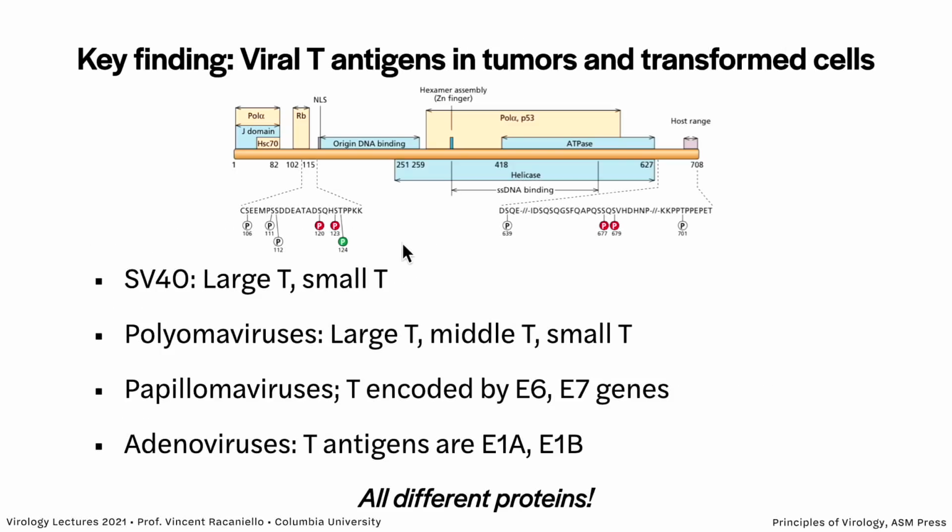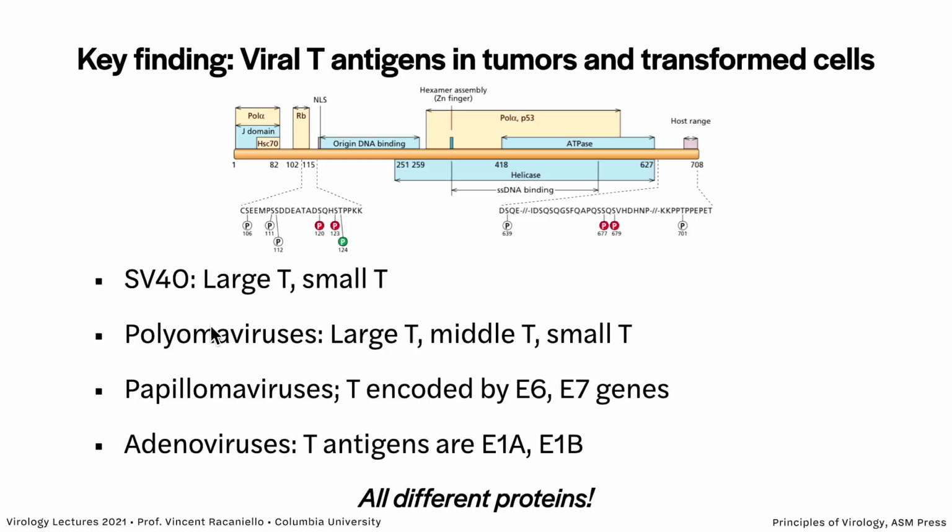A key finding was the presence of T antigens, both in tumors and in transformed cells. This is now why you learn why they're called T antigens. We've talked about SV40 T antigen, right? It was first called T for tumor because people were studying these virus-induced tumors and transformed cells, and the only thing that was always there was one protein called a T antigen.